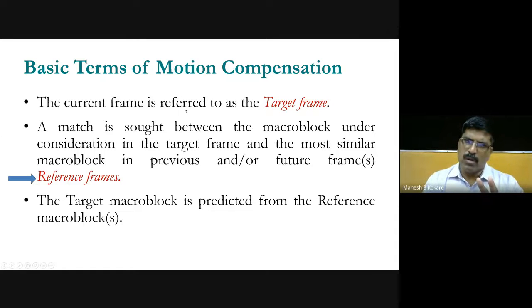So there are two concepts. One is the target frame, another is the reference frame. The target frame is nothing but the current frame under consideration, and you can predict the object either from the future frame or from the previous frame. This future or previous frame is called the reference frame, whereas the current frame is called the target frame. I hope you have understood what is meant by target frame and reference frame. So the target frame macro block is predicted from the reference macro block and so on.